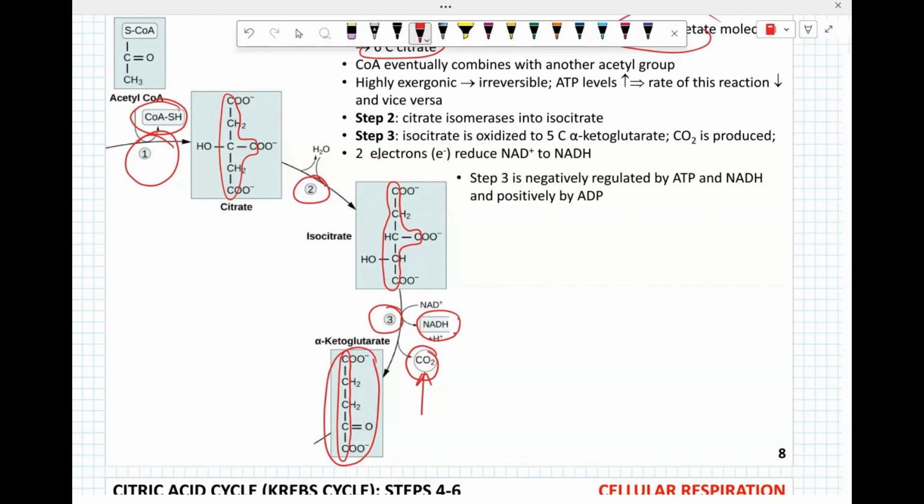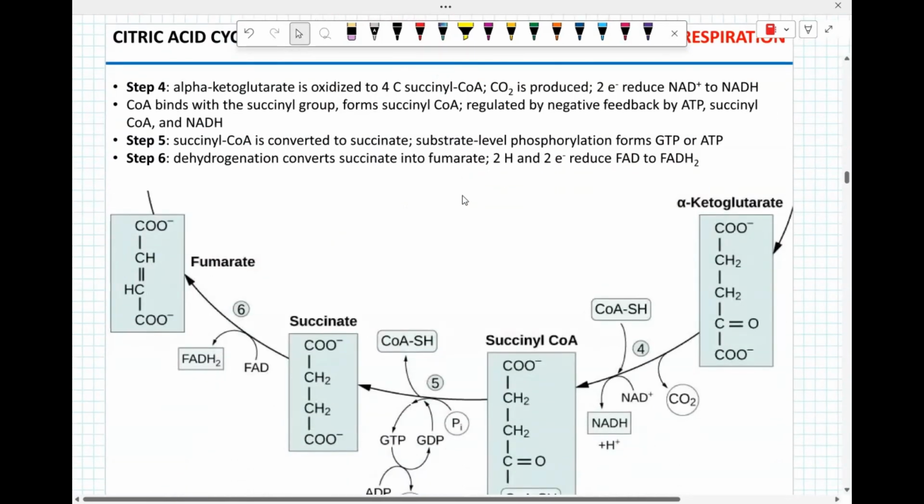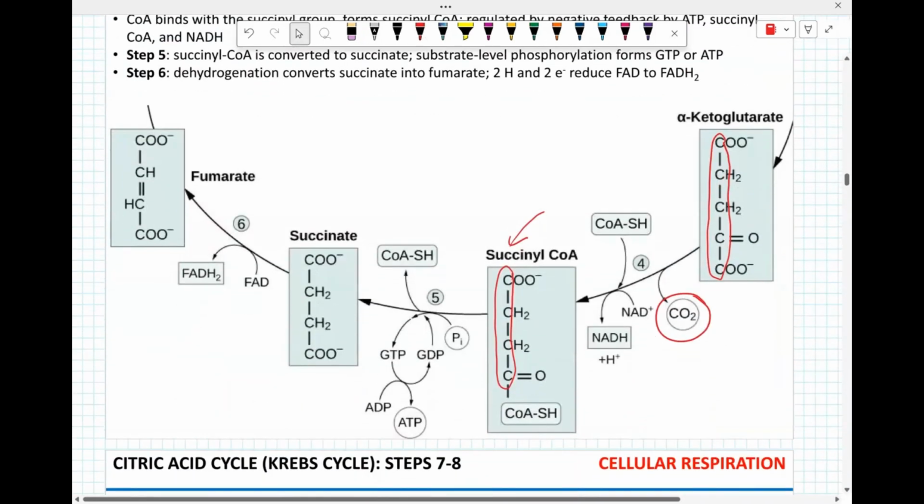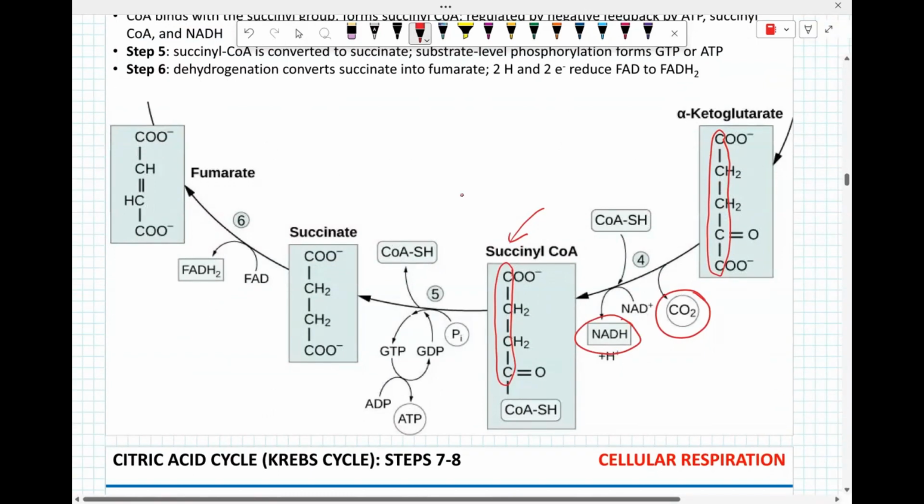We talked about the negative feedback regulation of enzymes. Well, it turns out that isocitrate dehydrogenase, enzyme in step 3, is negatively regulated, inhibited by ATP and NADH, while being positively regulated by ADP. In step 4, 5-carbon alpha-ketoglutarate is oxidized with the loss of CO2 to a 4-carbon molecule of succinyl-CoA. When I use the term 4-carbon, I refer to the carbons that participate in the cycle and not the carbons that belong to coenzymes or cofactors. So during that reaction, another molecule of NADH that carries 2 high-energy electrons is generated.